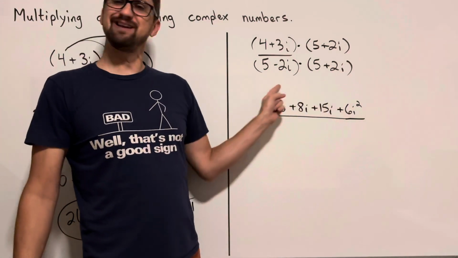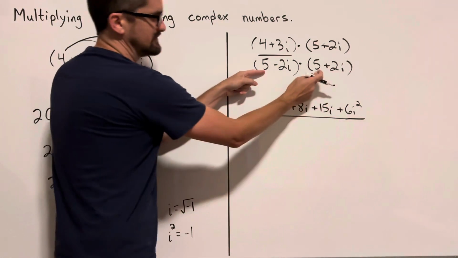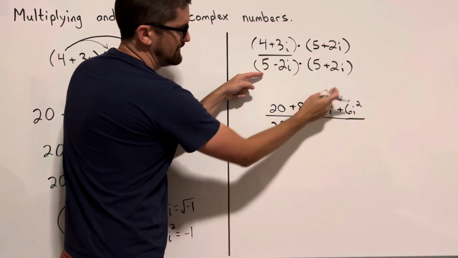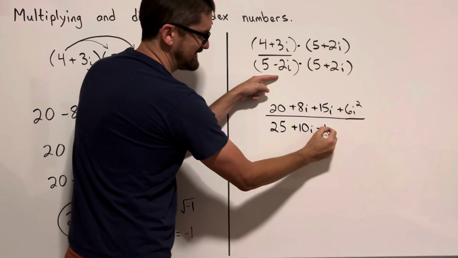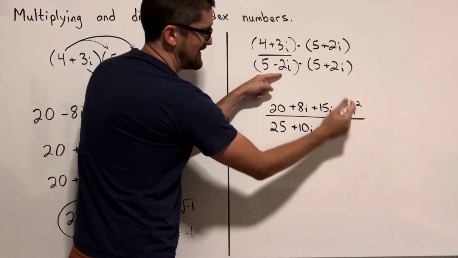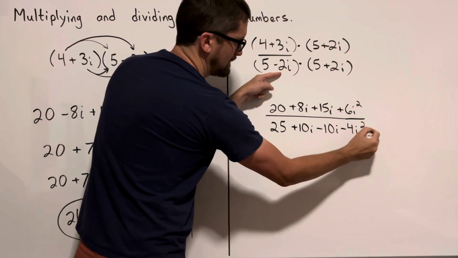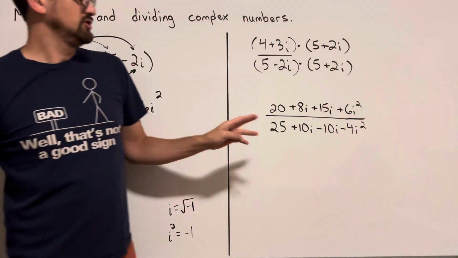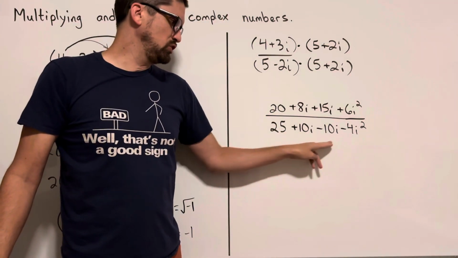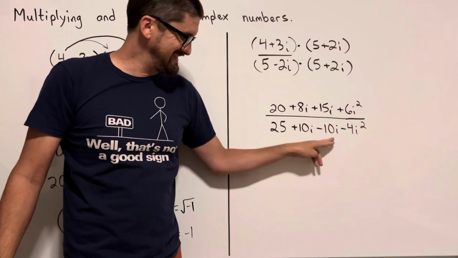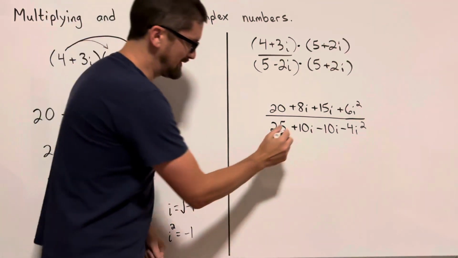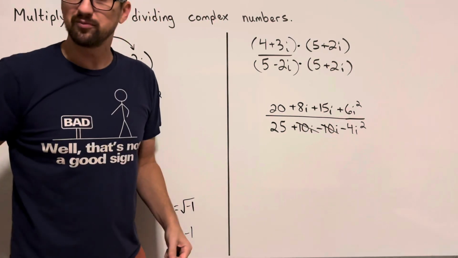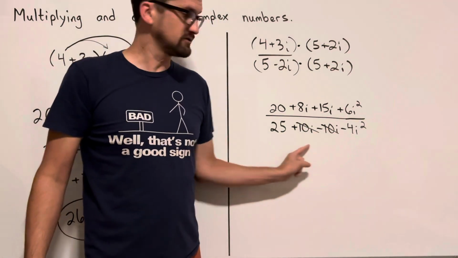And then you can do the same thing on the bottom. We got 5 times 5, 25. The outer, 10i. The inner, minus 10i. And then we have a minus 4i squared. So you can see multiplying two conjugate complex numbers, the middle two terms cancel. That's what happens when you multiply complex conjugate pairs.